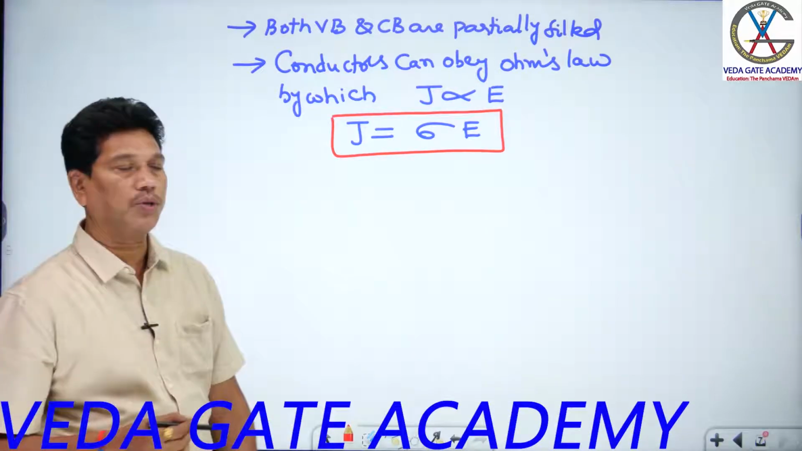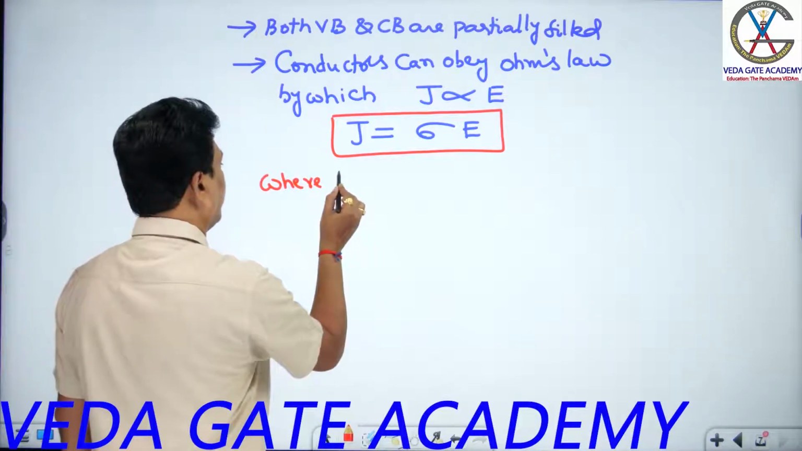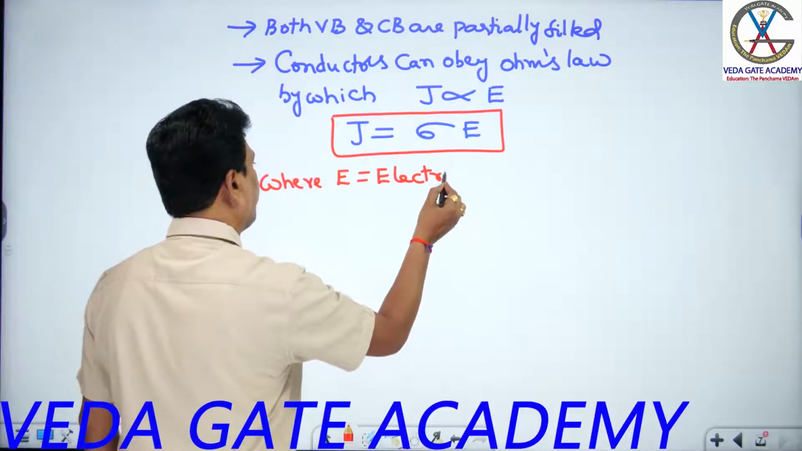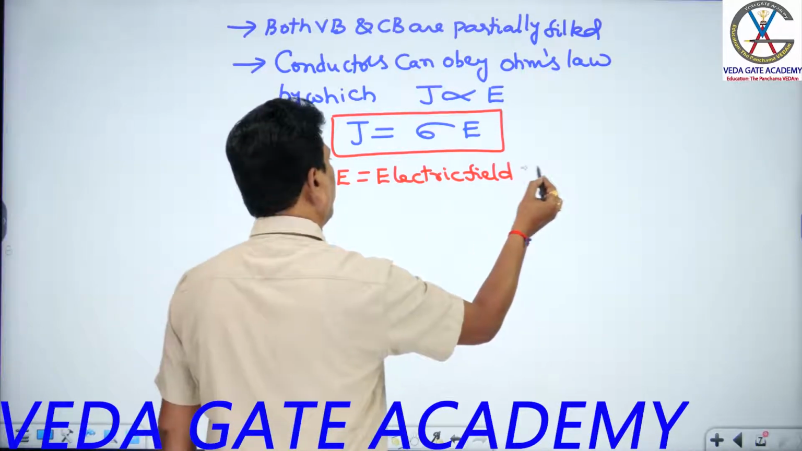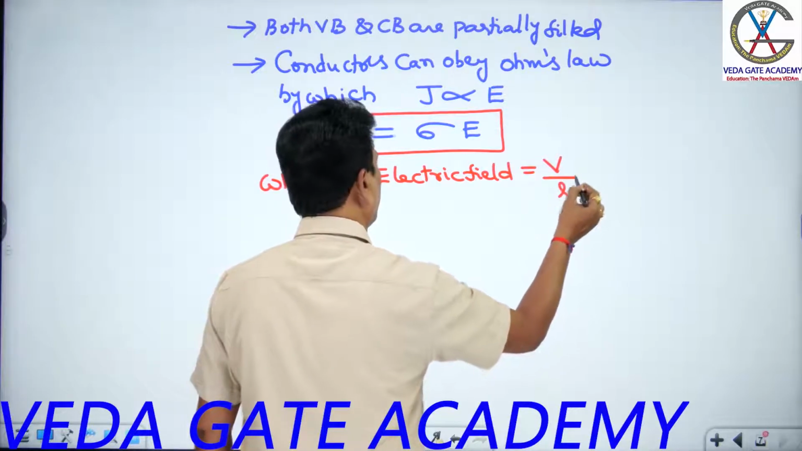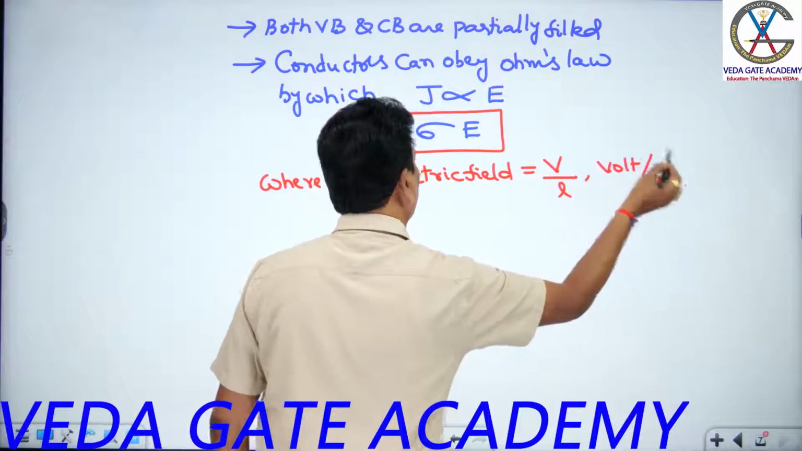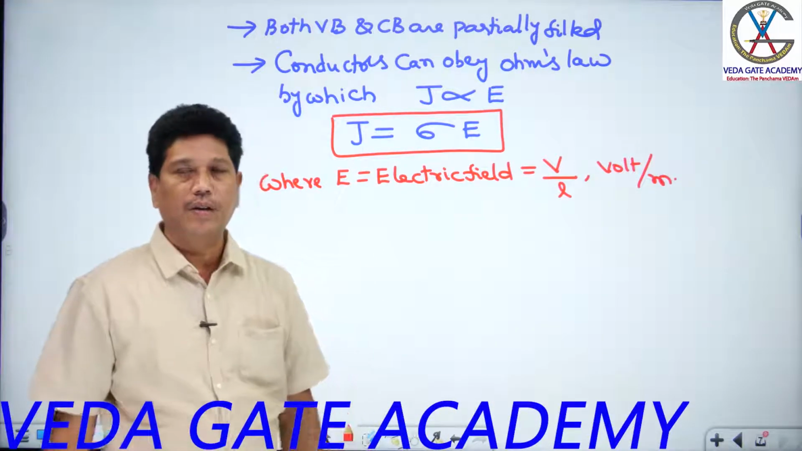J equal to sigma E, students, where E equal to electric field. Just now I told, with applied source, electric field is considered. E equal to V by L. Unit is volt per meter, potential per unit length. So how much of the potential you applied per unit length, that is called the electric field, right?